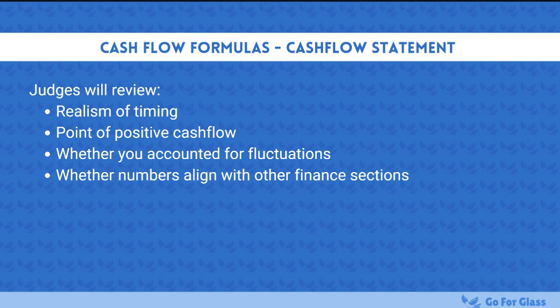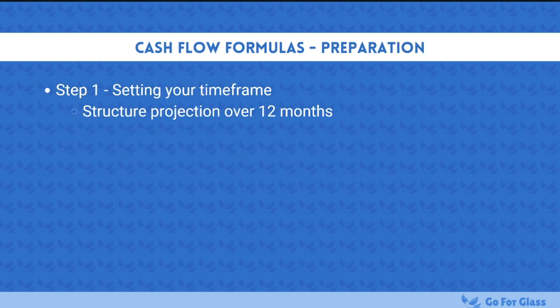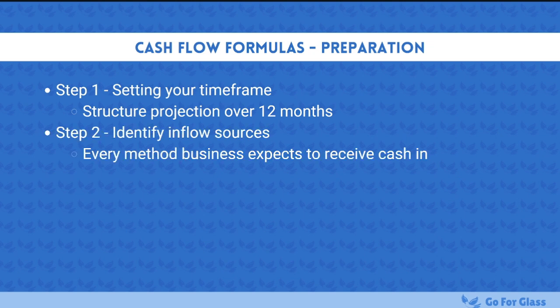To prepare for calculating cash flow statements, follow these 4 steps. Step 1. Set your time frame. Structure your projection across 12 months. Most DECA projects use a January to December format. Step 2. Identify all inflow sources. List every method through which your business expects to receive cash, including product or service sales, such as unit price or quantity sold, sponsorships or donations, fundraising activities, loans, grants, or investor contributions.